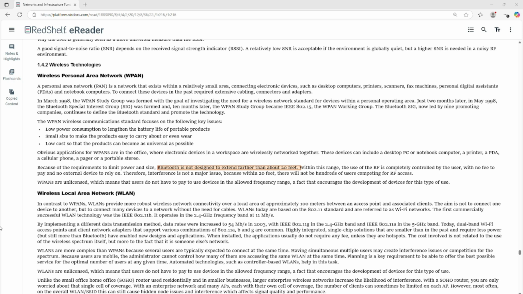WPANs are unlicensed, which means that users do not have to pay to use devices in the allowed frequency range.